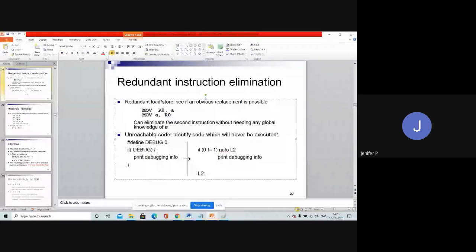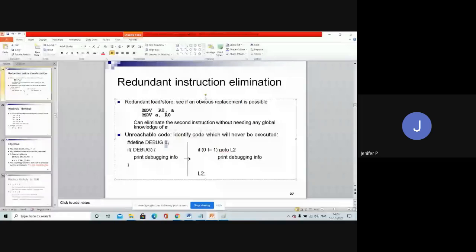And the next one is unreachable code, that is dead code elimination. See here, it has defined debug 0. That means the macro debug is initialized to 0, so the debug is always 0. In that case, this statement will never be executed, right? So this should be avoided. This is unreachable code.